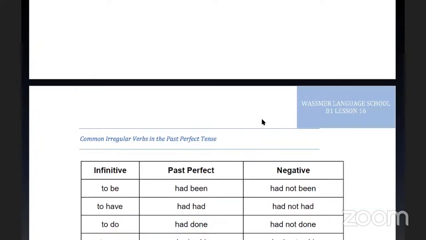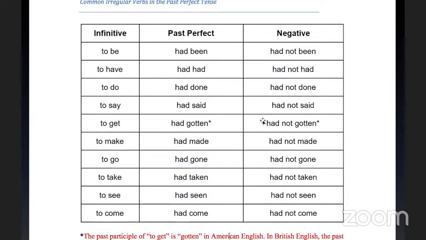Acá tenemos common irregular verbs in the past perfect tense. To be, had been, had not been. To have, had had, had not had. To do, had done, had not done. To say, had said, had not said. To get, had gotten, had not gotten. To make, had made, had not made. And then we continue: go, take, see, come. Gone, taken, seen, come. But we use had, had not.